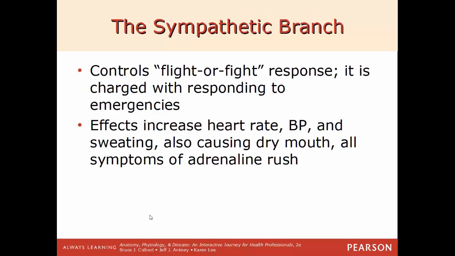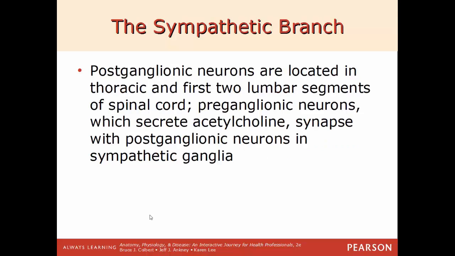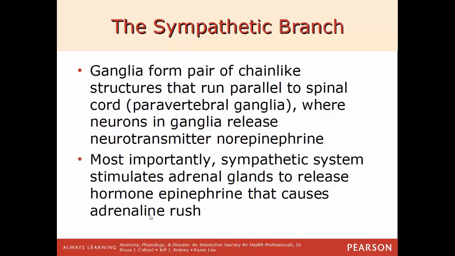So in this condition, you'll have increased heart rate, increased blood pressure, sweating, dry mouth, all because of the large increase of adrenaline. Now, the postganglionic neurons of this branch are located in the thoracic and the first two lumbar segments of the spinal cord. The preganglionic neurons, which secrete acetylcholine, synapse with postganglionic neurons in these sympathetic ganglia. Now, the ganglia will form pairs of chain-like structures that run parallel to the spinal cord, called the paravertebral ganglia, where neurons in the ganglia release the neurotransmitter norepinephrine.